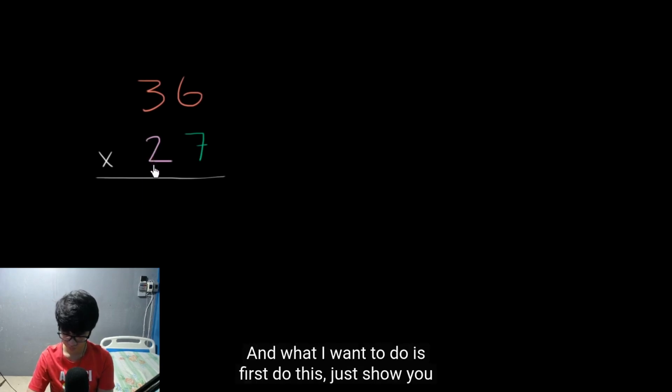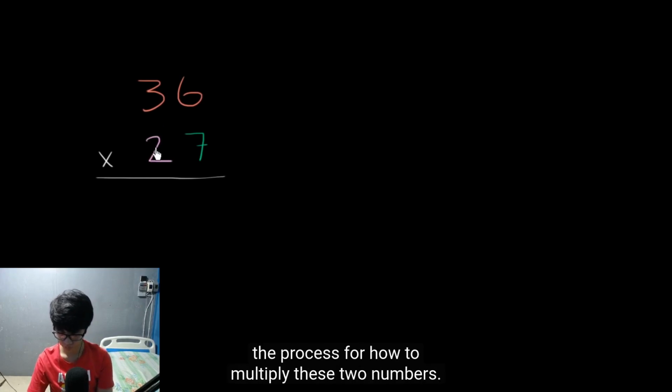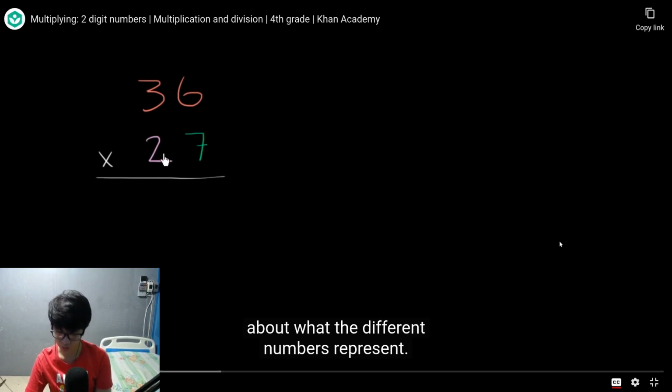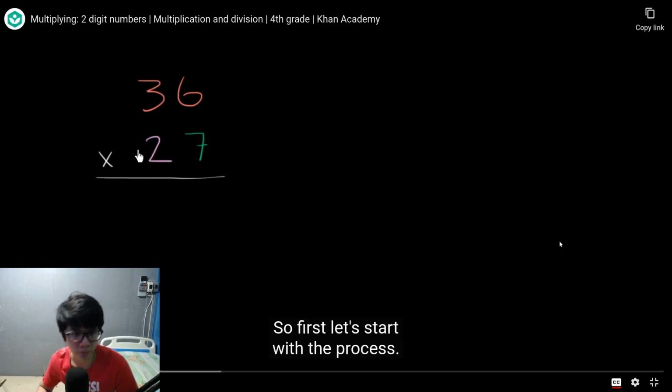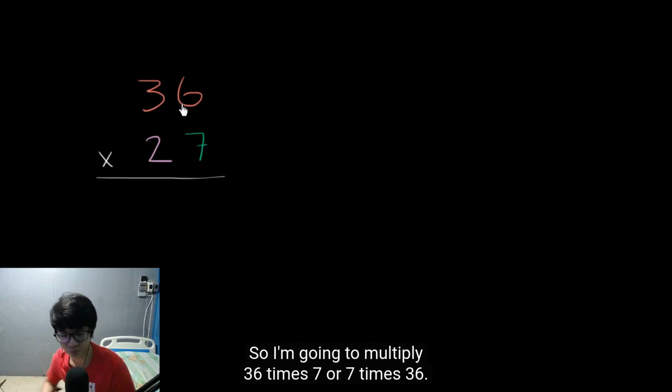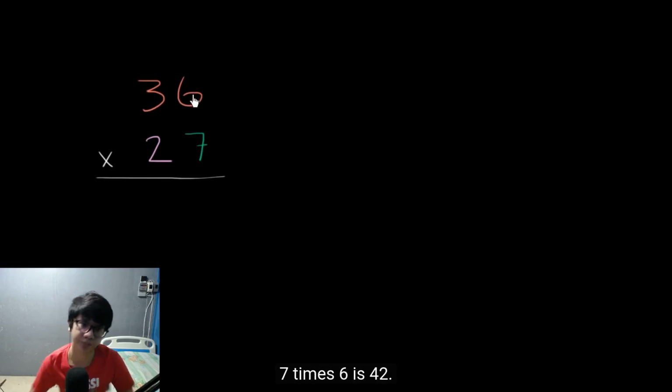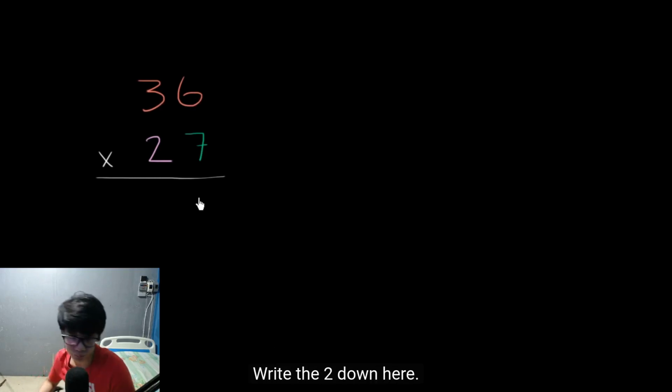And what I want to do is first do this, just show you the process for how to multiply these two numbers. And then I'm going to do it again, where we're going to think a little bit more about what the different numbers represent. So first let's start with the process. So I'm going to multiply 36 times 7, or 7 times 36. So I can start in the ones place. 7 times 6 is 42. Write the 2 down here.